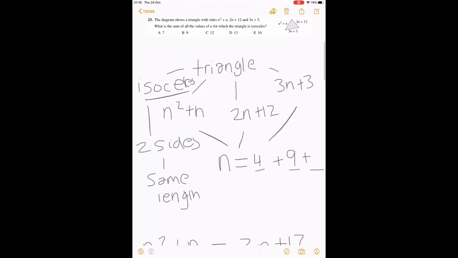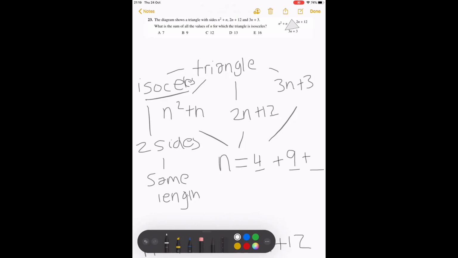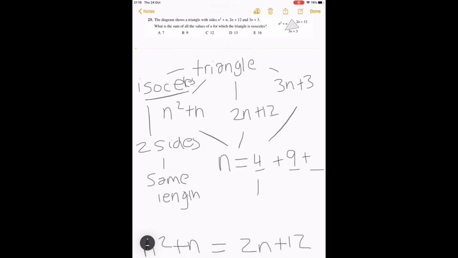So finally, the first possible value is 4, the second possible value is 9, and the third possible value is 3. We add those together to get 4 plus 9 plus 3, which is 16, and the answer is therefore E.